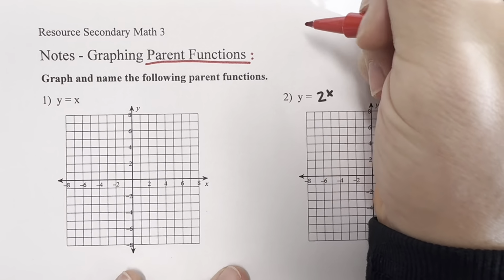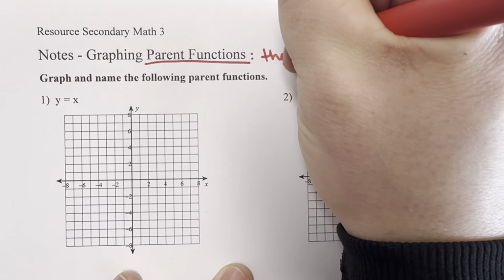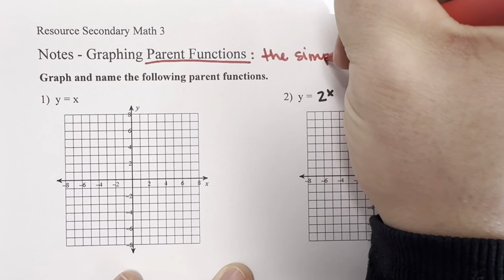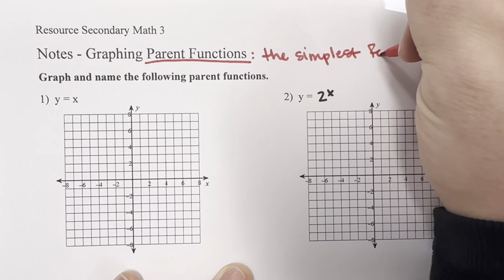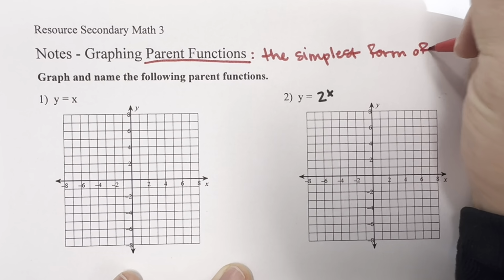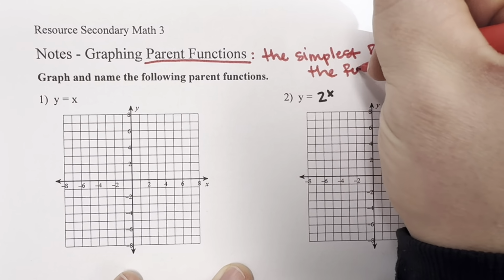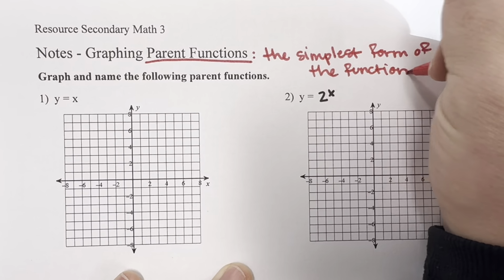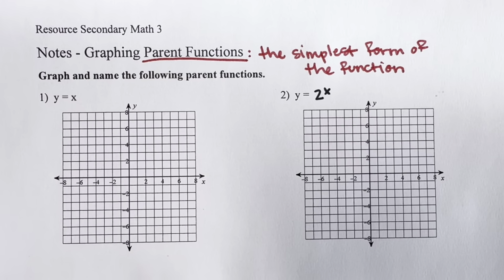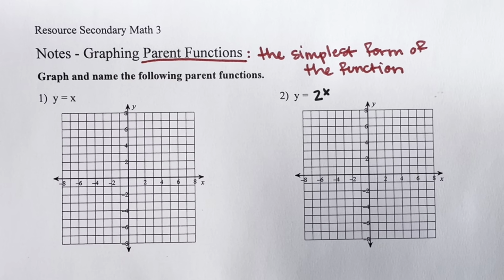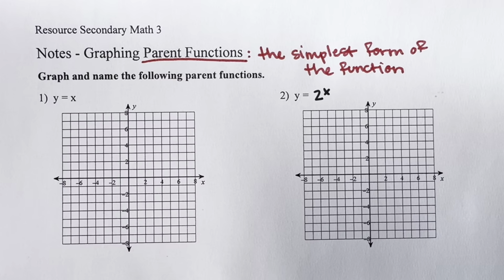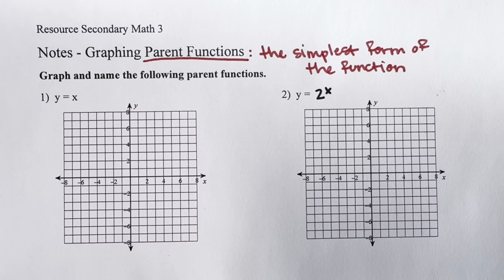Okay, so a parent function, think of it as the simplest form of the function. Kind of like the original, okay? Nothing's been added to it. It is the original parent function. Okay, so we're going to be talking about 8 different types of parent functions. And most of these guys we've actually already graphed. So like I said, a lot of this is going to be review, okay?